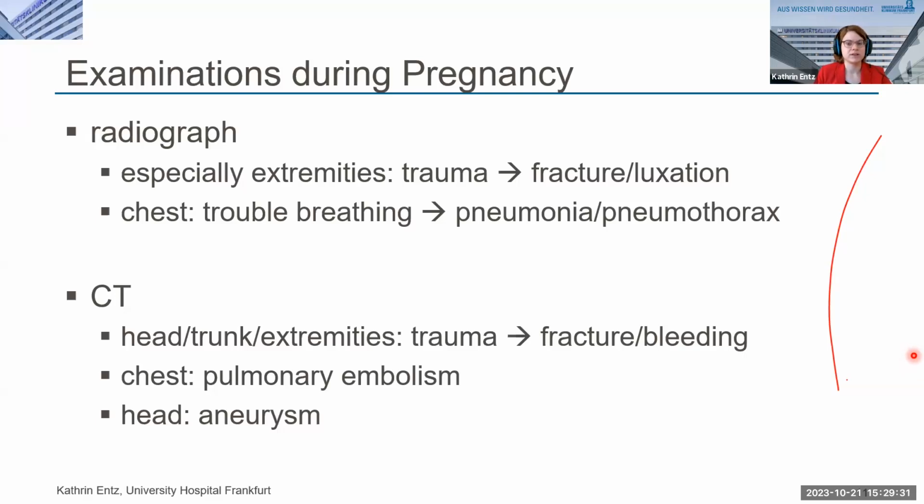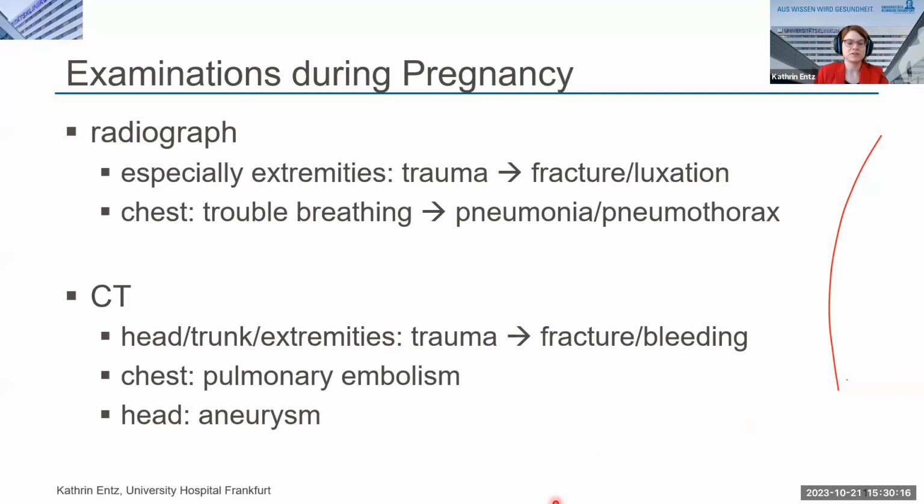CT, even with a higher dose, is even more rare to see during the pregnancy. You would, of course, do that again when you have a trauma. Then you would check for fractures or internal bleedings. Chest CT is also quite common because pulmonary embolism is the number one cause of death during pregnancy for women. So you would have that, of course, and a CT scan of the head, for example, to check for aneurysms. So all these are cases where you would have to take imaging and to use radiation during the pregnancy.